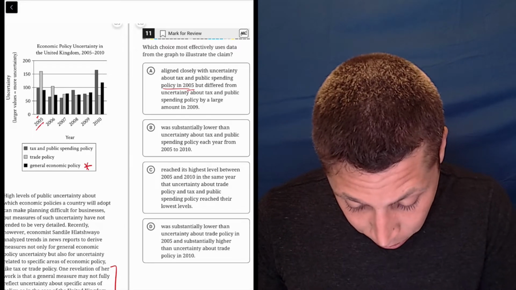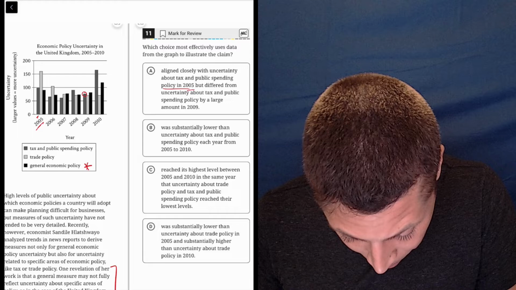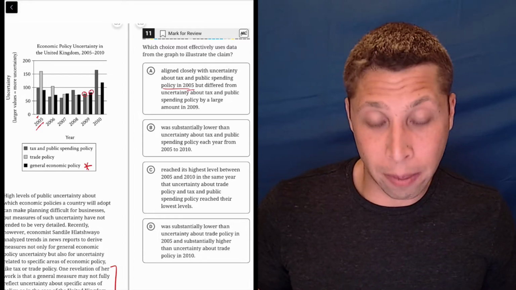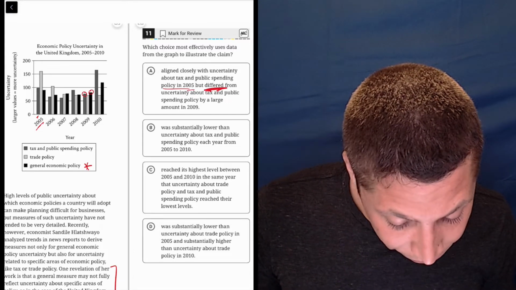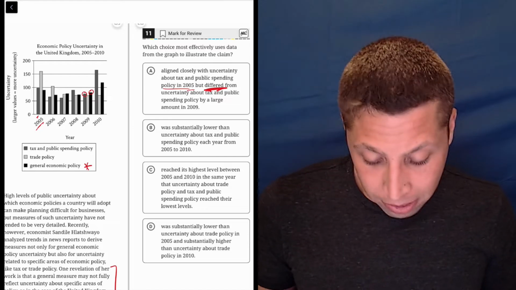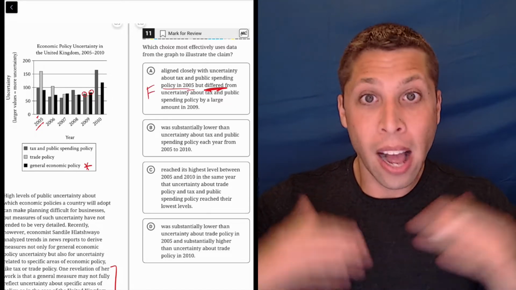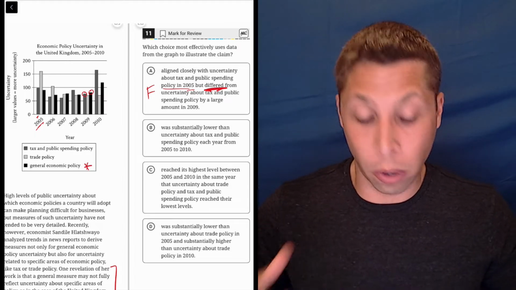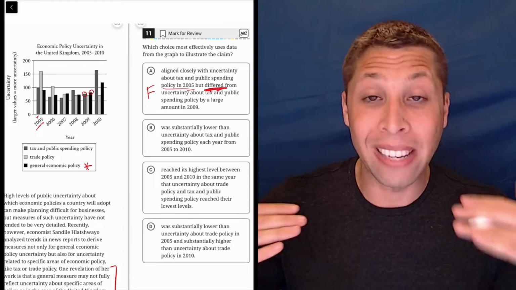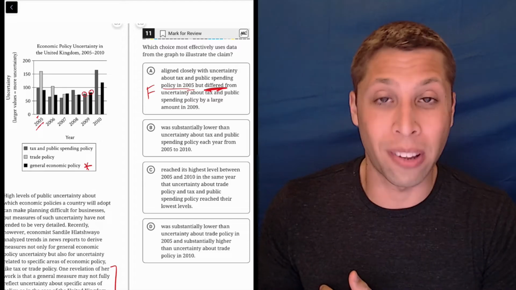Okay. But it differed from uncertainty about tax and public spending, same bar, by a large amount in 2009. So if we go to 2009, though, look, this bar here and this bar here are the two we're talking about. Those do not differ in any way. Those are basically the same. So this is just a false statement. This is not in any way accurate according to the graph. In 2009, these things are basically the same. In fact, they're closer than they were in 2005.